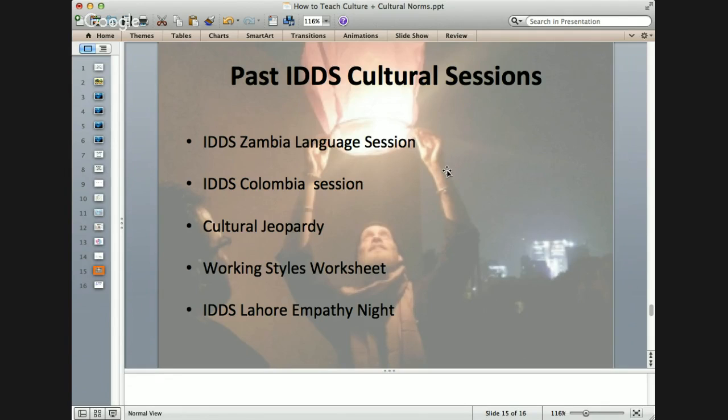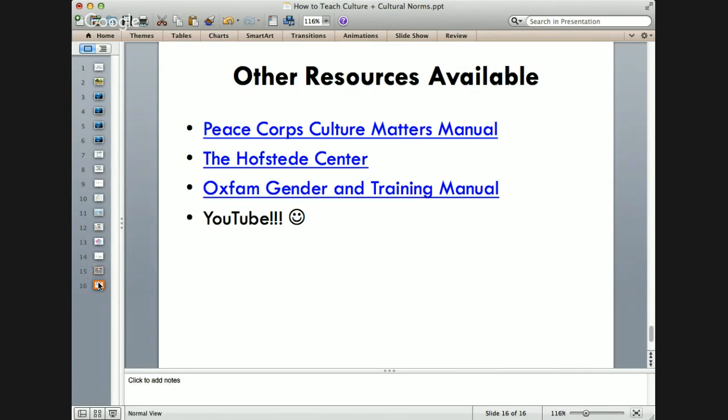For your summit, it might be something different. So these are just some ideas. Feel free to pull from or adapt as you see fit. And then other resources that I do want you to be aware are available. The Peace Corps Culture Matters manual is standard across the board in every organization. We have tons of hands-on activities. All the activities that I just went through with you pretty much come from there. So feel free to pull from those.